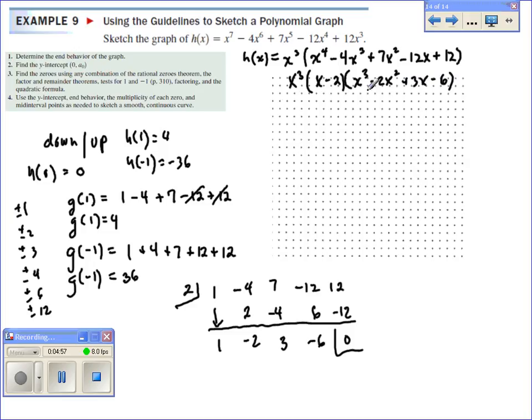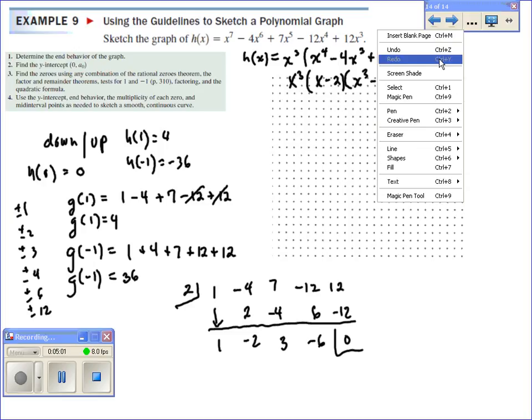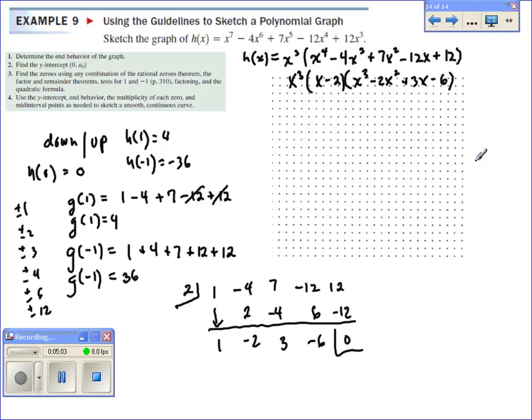Now I said that was factorable by grouping, to show that, I'm going to do that right here. I'll take red, group these, group those. Okay, I can factor out an x squared out of those, I get x minus 2. And I can factor out a 3 out of those, and I get x minus 2. So therefore, I get x cubed times x minus 2 times x minus 2 again times x squared plus 3.